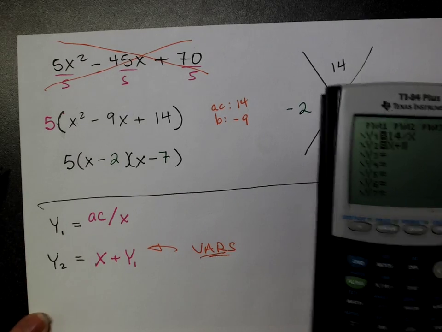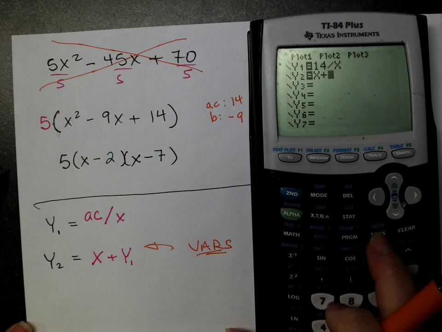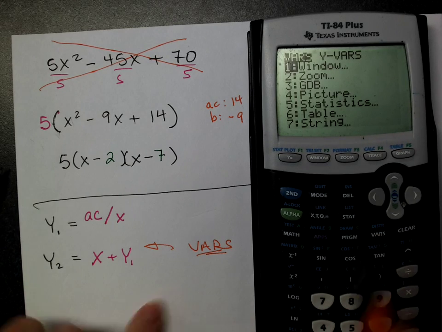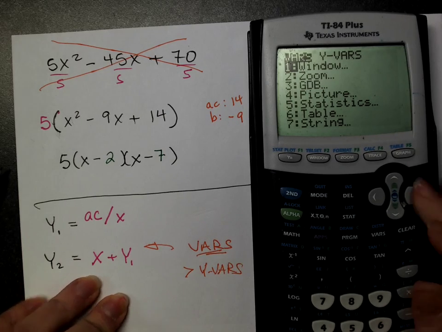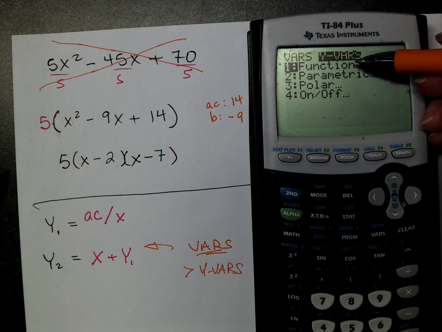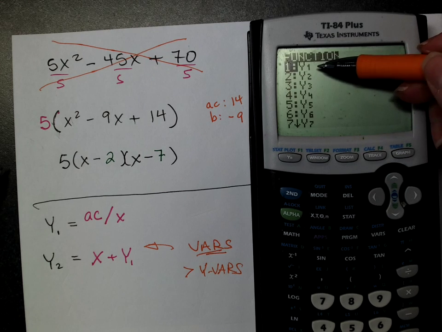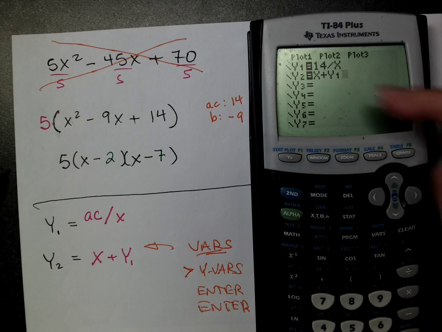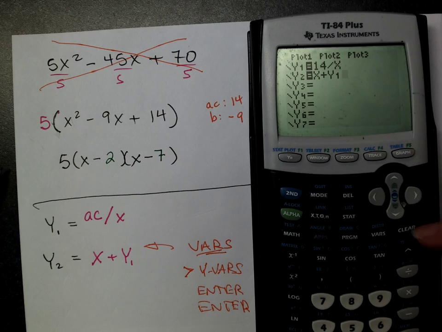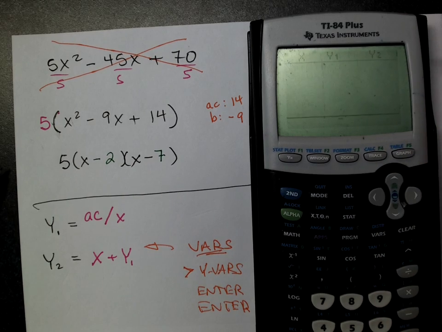That is this button right here under the arrows. You arrow over 1 to get to y vars because you want a y variable. So that's highlighted, and then you want a function, so you just push enter. And you want it to be y1, so you just push enter. So it's vars, arrow over to y vars, and then enter, enter. Having done that, look what happens when I go back to my table. Second table, there we go.